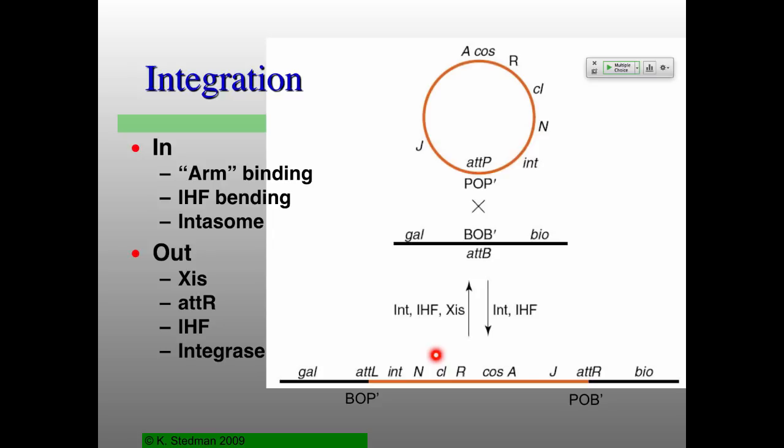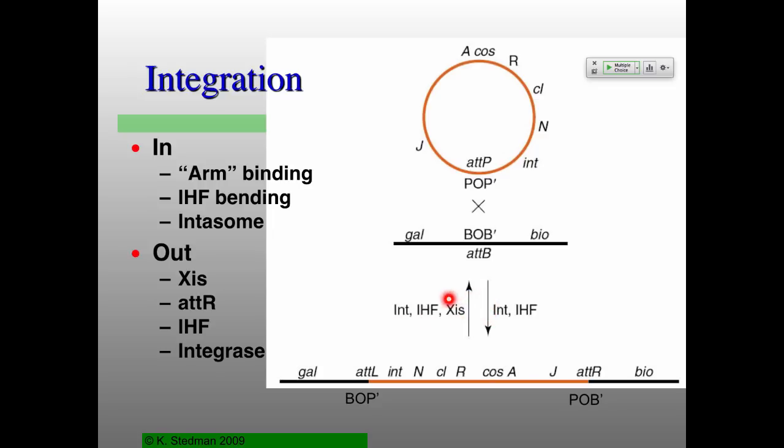And so when the going gets bad, C1 gets cleaved, and then the virus can come back out. How does it come back out? If it's stuck in the genome, there's no way this can actually be replicated and packaged into normal virions. So it has to get cut back out. And it turns out that the integrase protein and IHF are critical for this.